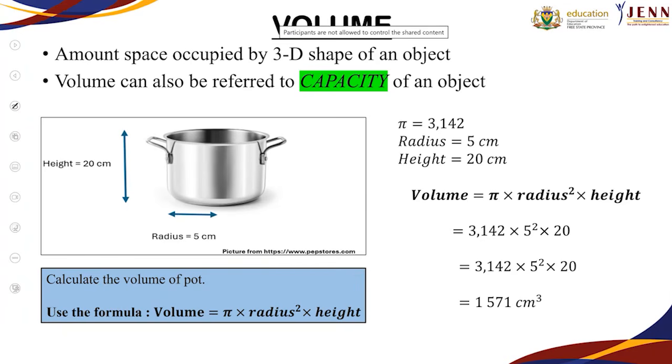So if we can look at a box, it is a 3D shape because why? With the box, you've got the length of the box, the width of the box, and then you also have a height. So that is three dimensions that we are talking about. And now the volume is, we are trying to find out what we can fill inside this box. So how much space is occupied by this box? So that is volume in essence.